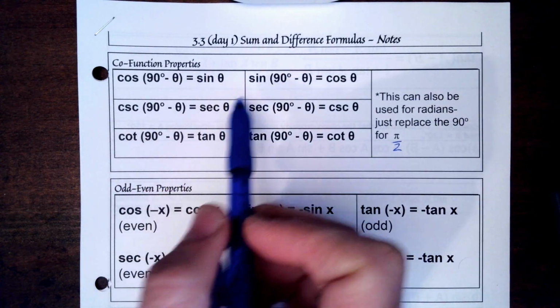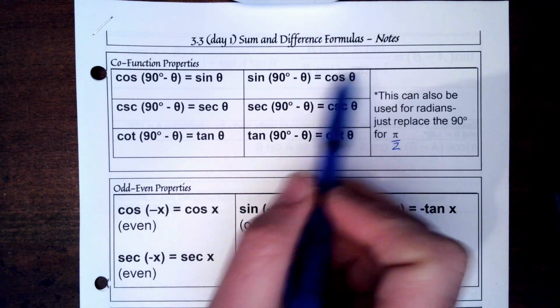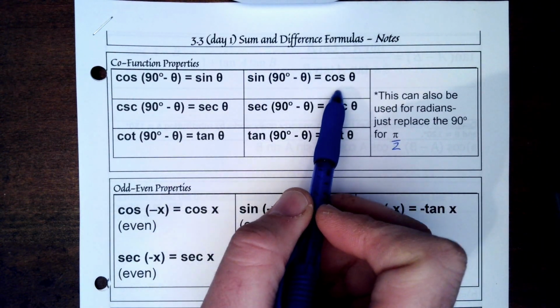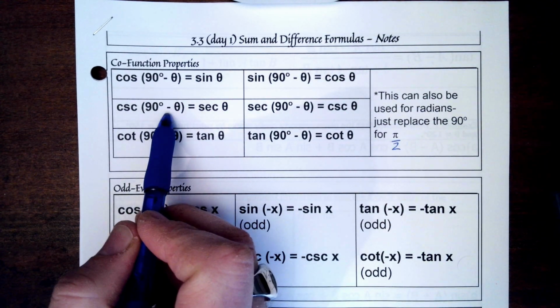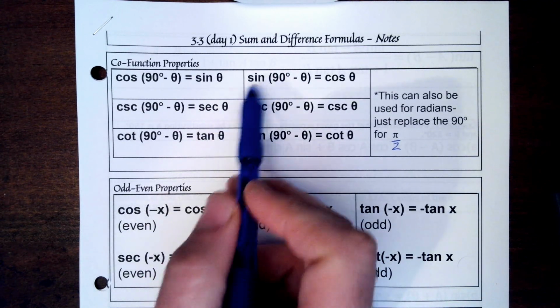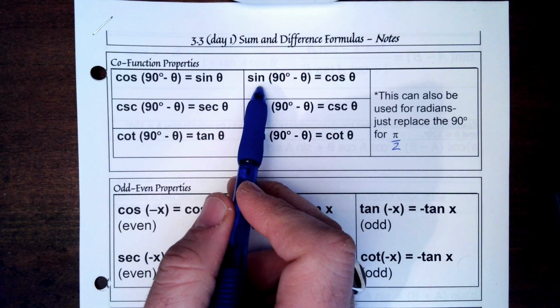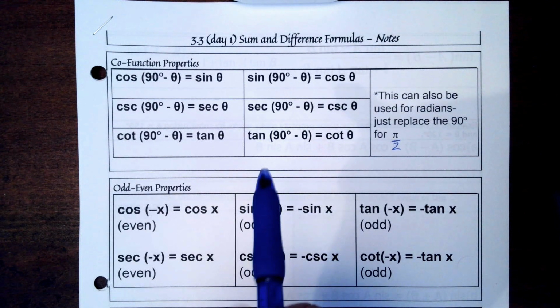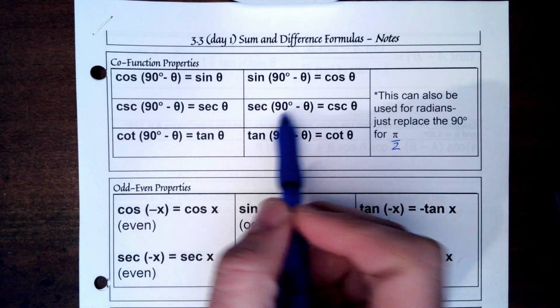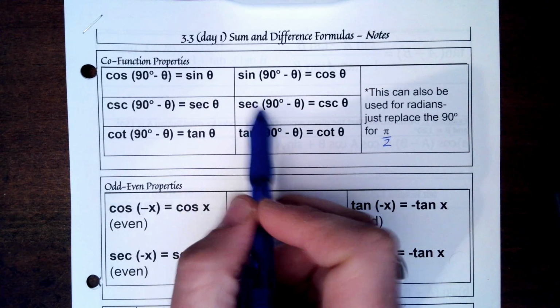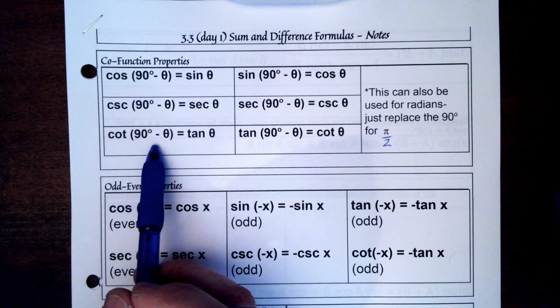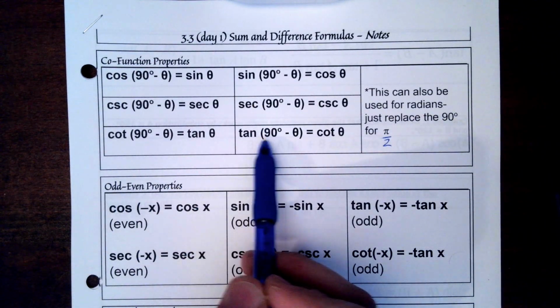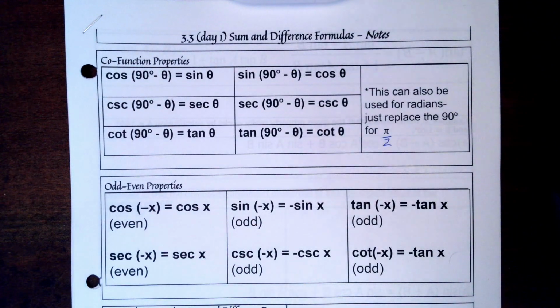of the angle. The sine of 90 degrees minus an angle is the same thing as the cosine of an angle. That works with secant and cosecant as well. The cosecant of 90 degrees minus an angle is the secant of an angle. That's the same rule as the sine rule, just with reciprocal functions. The secant of 90 minus an angle is the cosecant. Again, that's the reciprocal function version of this rule. The cotangent of 90 minus an angle is the tangent, and the tangent of 90 minus an angle is the cotangent. Again, 90 could be replaced by a pi over 2.